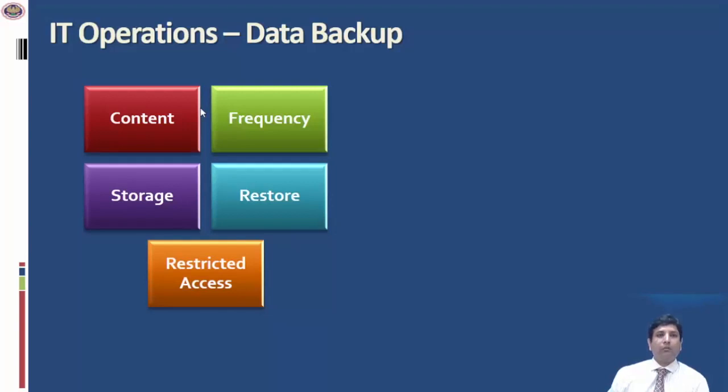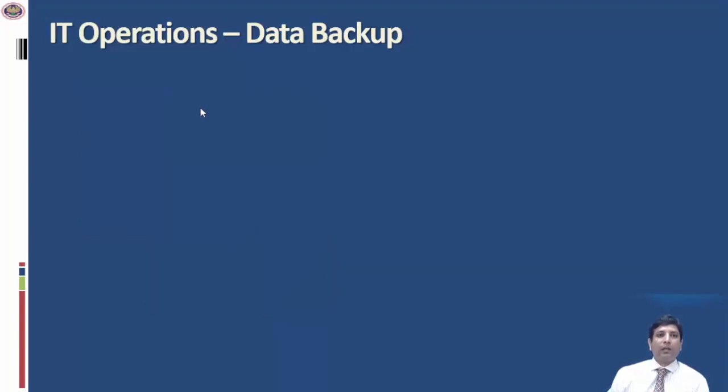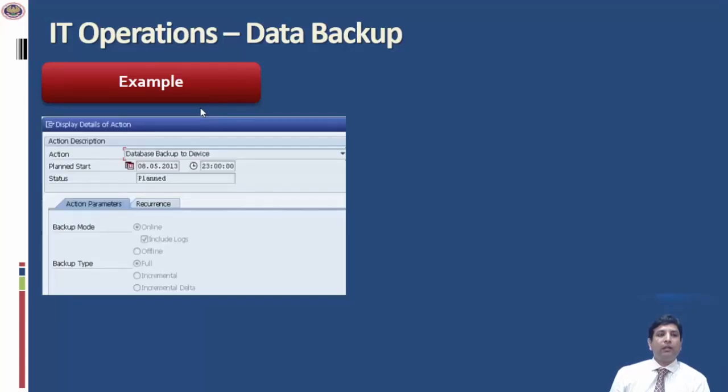Now let us look at an example of how a backup configuration can be done in an ERP. So this is an example of a real-time system where the backup has been configured. So here we can see that the database backup has been configured to a particular device, and the type of backup is a full backup. There are other types of backups like the incremental backup or only delta backup.